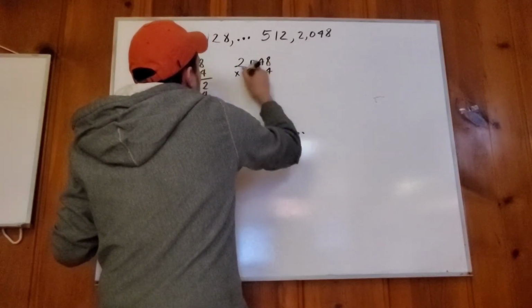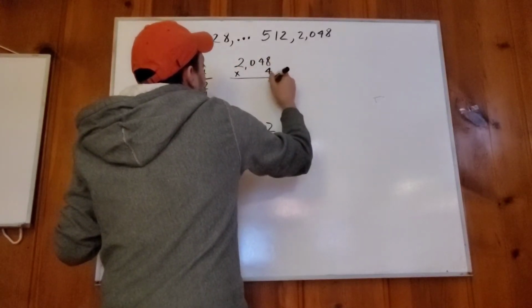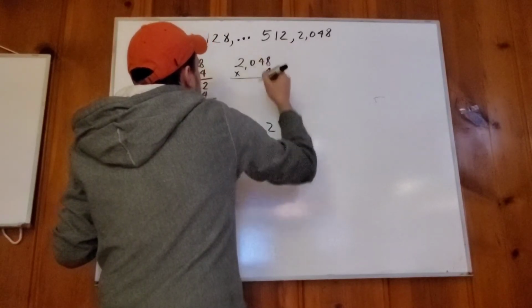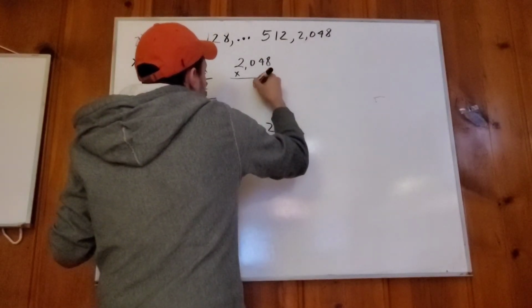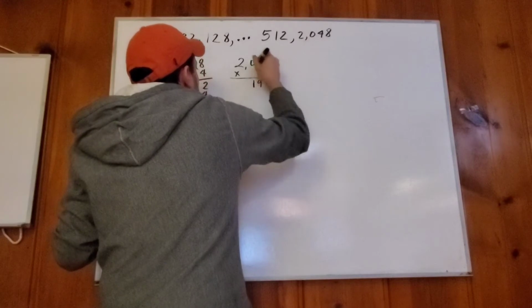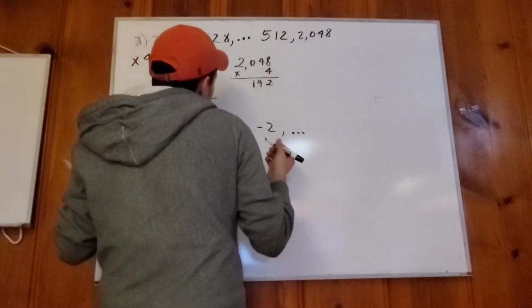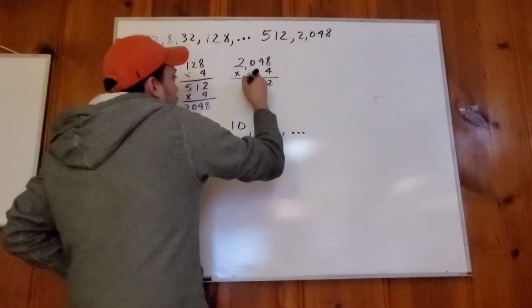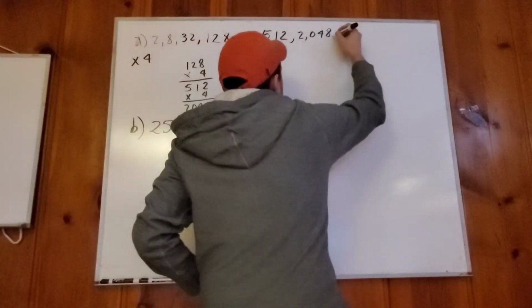Now we're going to multiply by 4. 8 times 4 is 32, and a 3 goes up. 4 times 4 is 16, plus 3 is 19. Why did I put the 1? Because 4 times 0 is 0, plus 1 is 1. And 4 times 2 is 8, so we have 8,192.